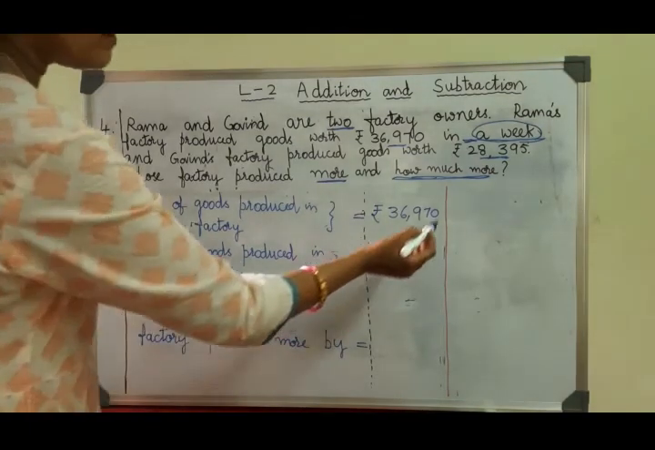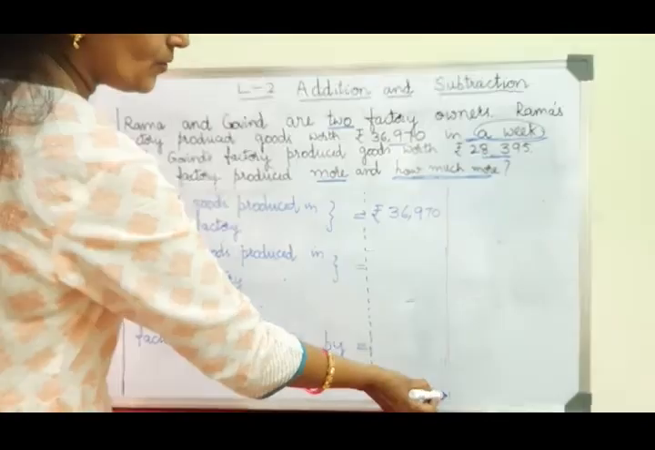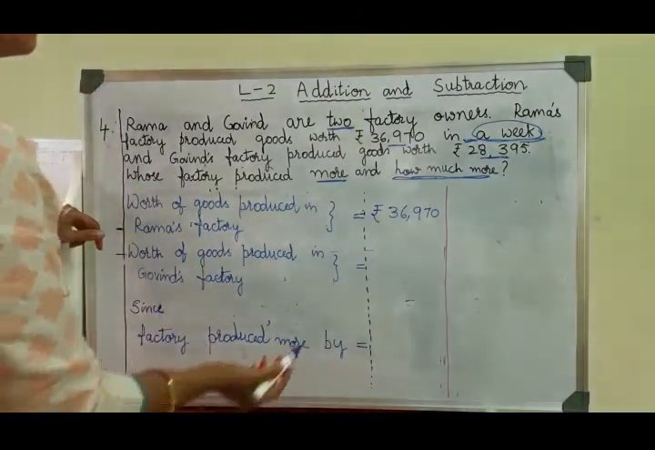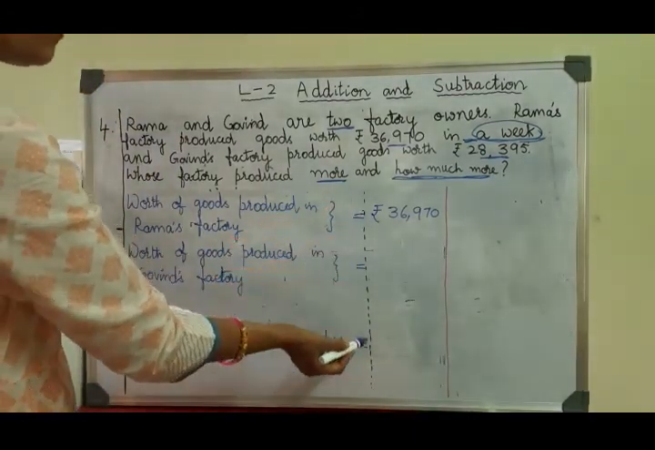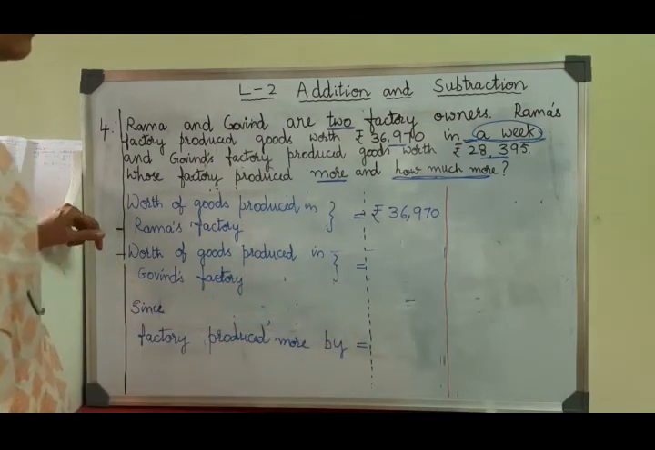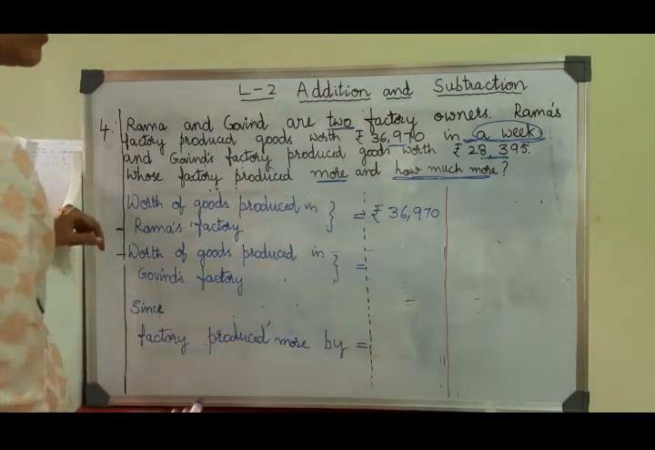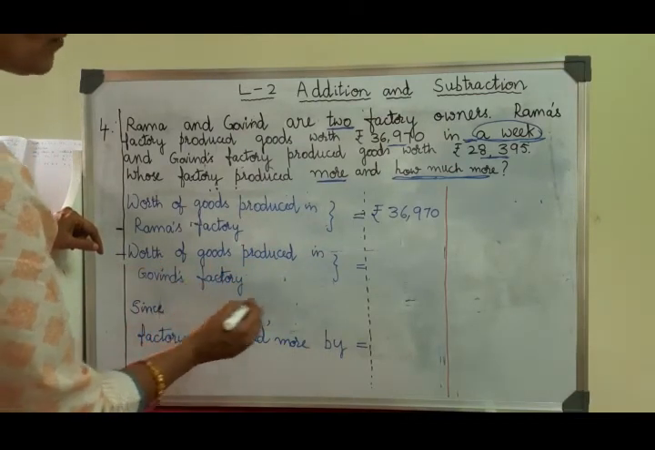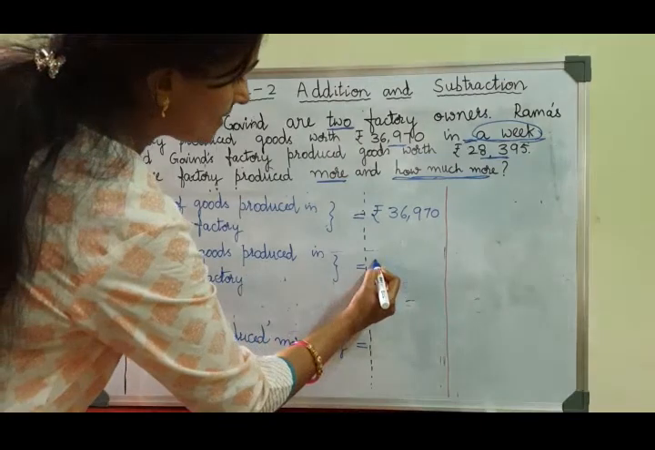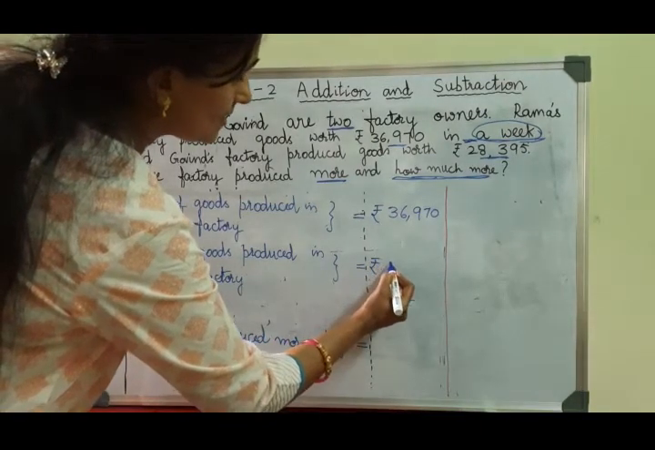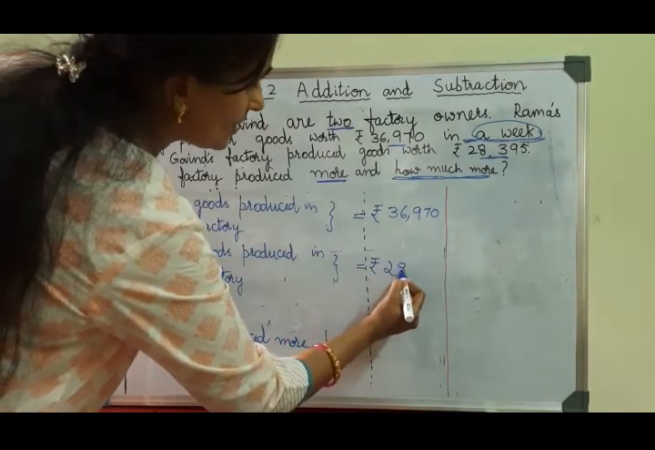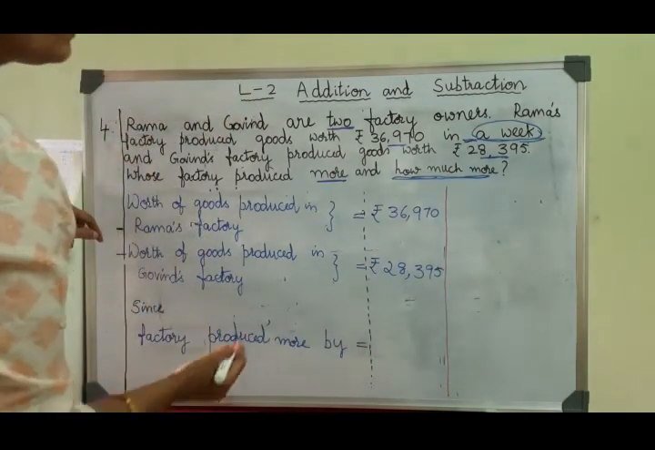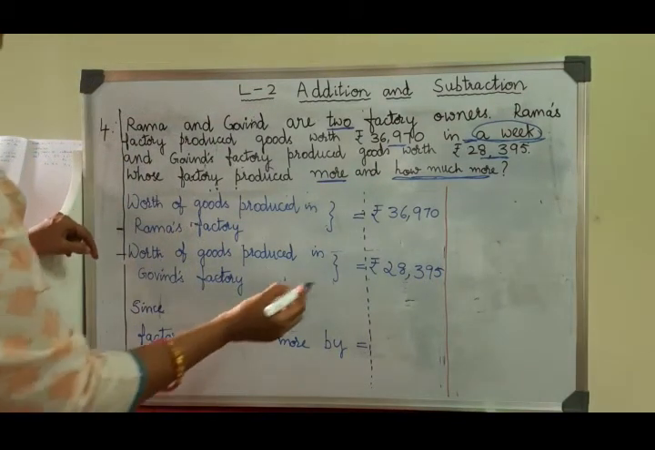Now there is a red line in your horizontal book. Whatever calculations you have to do, do here in your rough area. You can draw a very thin line because all the equal marks should align along one line. That's why it is better to draw one thin line. Now worth of goods produced in Govind's factory, how much worth is it? It is rupees. You have to write the unit here. It is an amount, so don't forget to write the unit. It is not only the numbers, don't forget to write the unit. It is rupees here. So you have to compare the numbers.